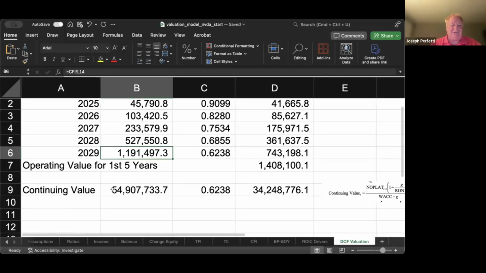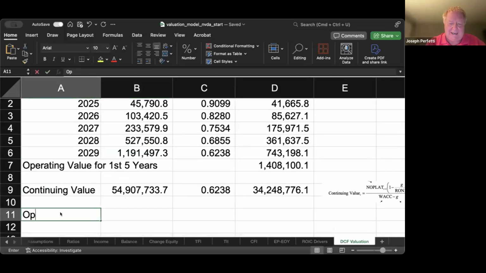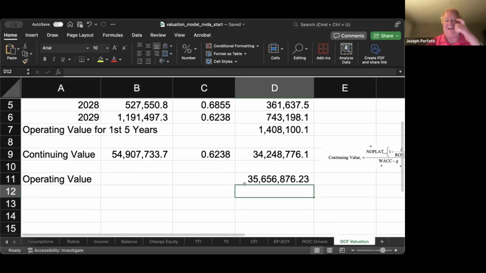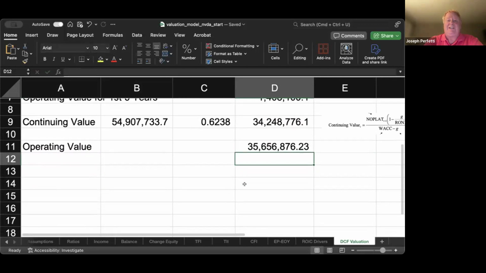When I add up these two values, I get the operating value of Nvidia, which equals the 1.4 trillion for the first 5 years, the 34 trillion in continuing value. I get an operating value of 35 trillion, 656 and change. So that's the operating value of Nvidia based on its forecasted free cash flows.